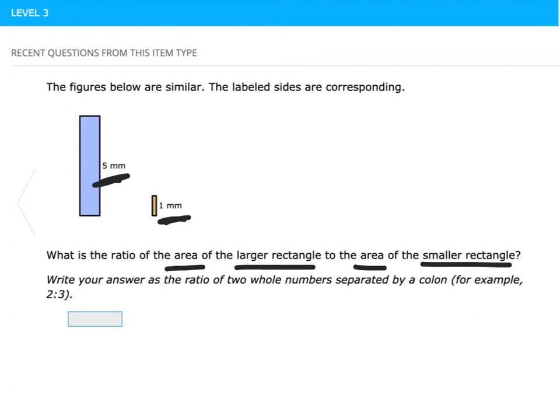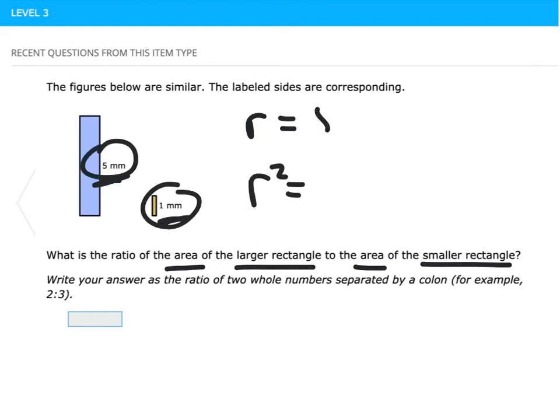So this time, we want to again look at r and then r squared, but we want to be careful with the order that we set up our ratios in. We want to end up saying the larger rectangle first in this one. So when I look at the lengths, I'm going to say that the ratio of lengths is 5 to 1, or 5 over 1.